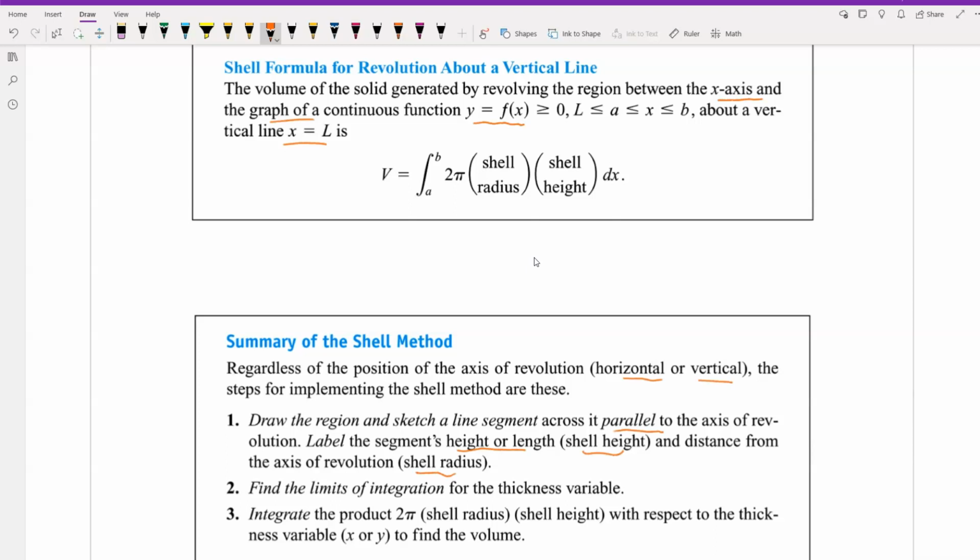Step 2, find the limits of integration for the thickness variable. And step 3, integrate the product 2 pi times shell radius times shell height with respect to the thickness variable, x or y. That depends on whether we have horizontal or vertical. So x or y to find the volume.